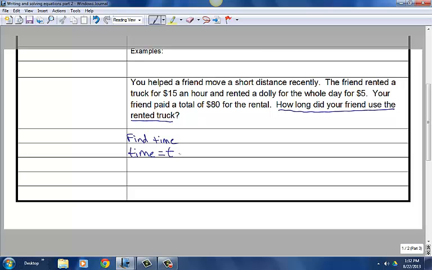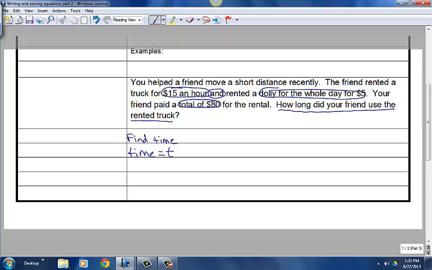Okay, so now that I know what the problem says all together, I can circle those key words. The key information that I found was $15 an hour. This word right here is also a key word. And then right here, the dolly for the whole day for $5. It's a lot of words, but it's a pretty critical phrase. And lastly, a total of $80. These are all important because they're going to comprise the pieces of my equation.